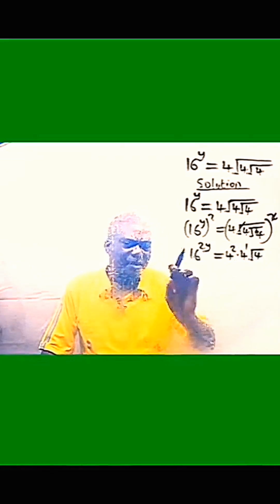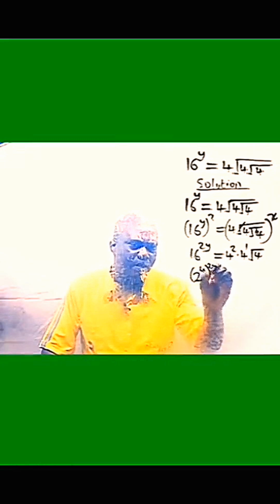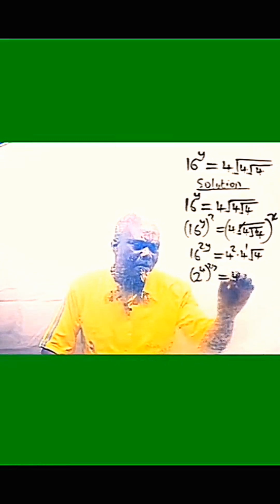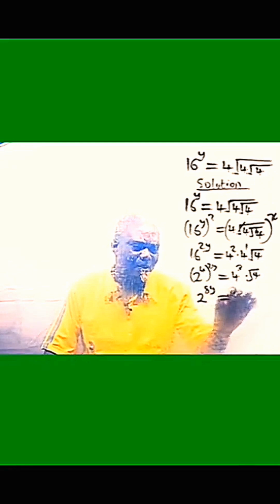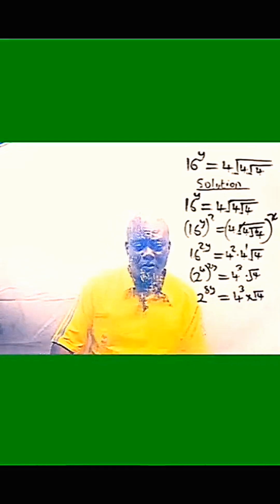Let us do something here. This one I can write as 2 raised to the power 4, all to the power of 2y, which equals 4 to the power of 3 over 4. Let's continue. So here you have 2 to the power 8y equals 4 cubed multiplied by root 4. So we see how one root is gone.